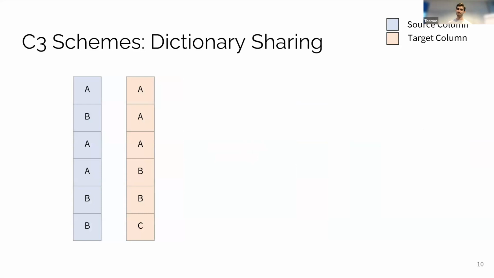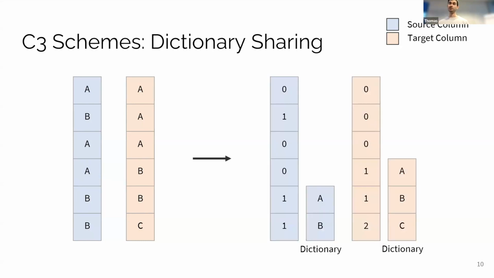Next, dictionary sharing. Here we have 2 columns which are suitable for dictionary compression. And this would be the output if we would dictionary compress each column individually. We can see that there is an overlap between the dictionaries of both columns. Both dictionaries have A and B. So in this scheme, we detect this overlap and we merge the dictionaries and store this shared dictionary with the source column. And the codes for the source and target column are further bit packed as in a regular dictionary compression. And we leave the dictionary itself uncompressed.